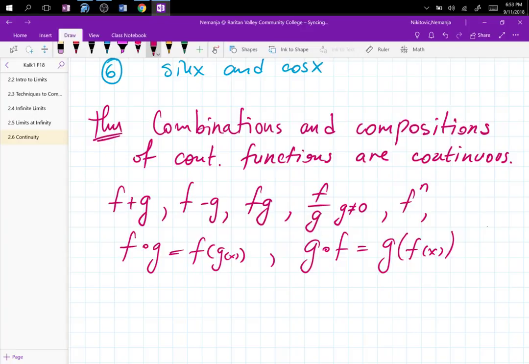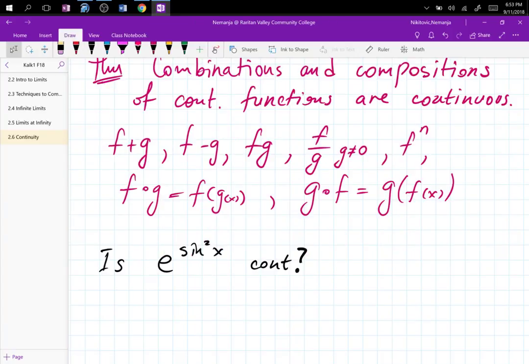So, here are your combinations and composition of functions. Anytime you get any of the functions that are combined in this way, they will be continuous. So an example is: is e to the sine squared x continuous? And you say, yeah, because all of the functions that are involved in function composition are continuous functions.